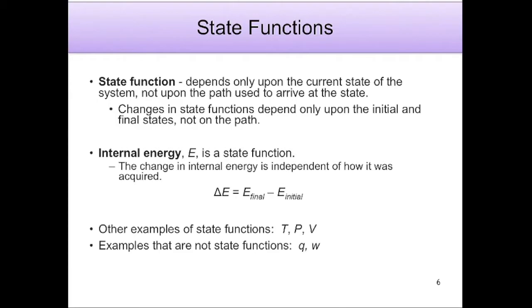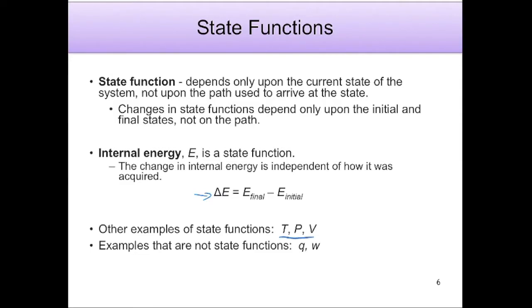And in this slide, we're going to talk about a state function. So a state function depends only on the current state of the system and not on the path used to arrive at that particular state. So they only depend on the initial state and the final state, not on the path. So internal energy, or E, is a state function. So it only matters where you started and where you ended. So you can figure out the change in the internal energy just by measuring the initial internal energy and the final internal energy. Other examples of state functions are temperature, pressure, and volume.